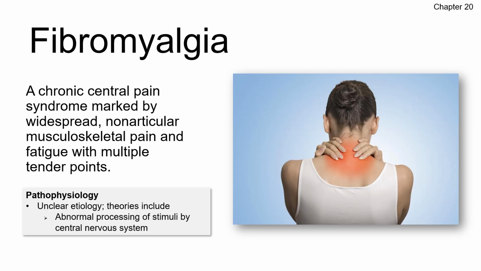Next is fibromyalgia. So fibromyalgia is a chronic central pain syndrome marked by widespread non-articular musculoskeletal pain and fatigue with multiple tender joints. So let's break this down. So this is chronic, so they're going to have it forever. They're going to have it long term. Central pain syndrome. So we see the word central, so this means our brain is involved, and syndrome.